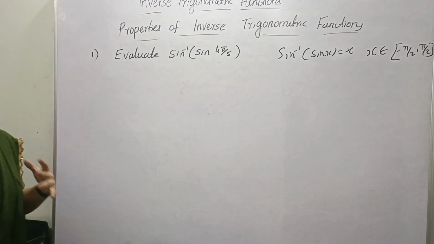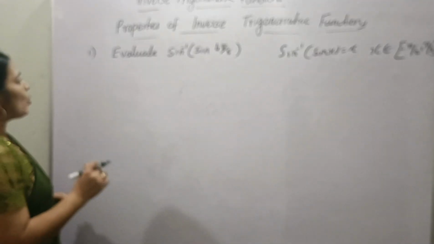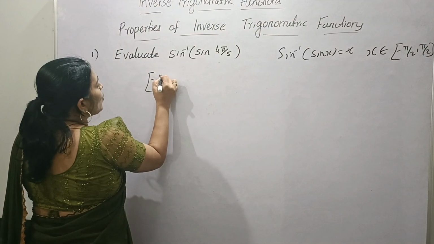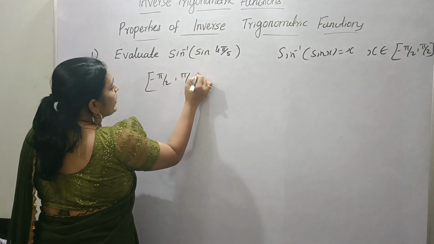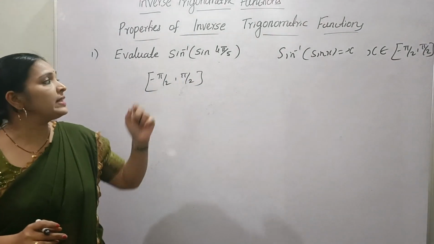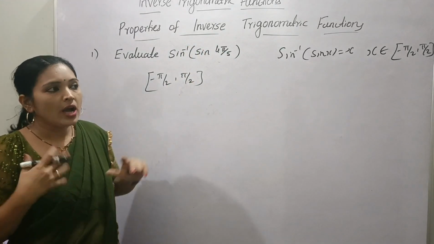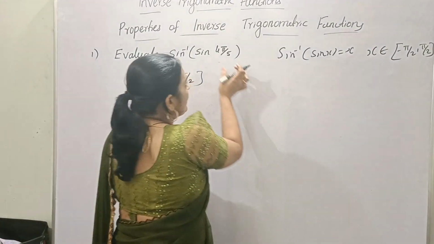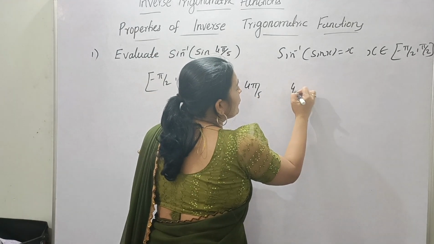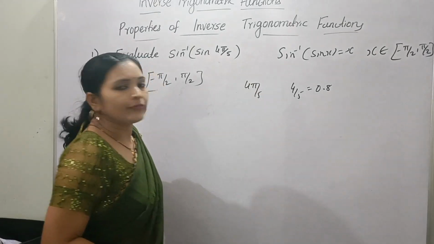So for that, first of all, let us write the principal value branch of the sine inverse function. We know that the principal value branch of sine inverse function is the closed interval minus pi by 2 to pi by 2. So next thing we have to do is check whether 4 pi by 5 belongs to this interval or not. See, how to check it? See here, we know that 4 pi by 5, right? 4 by 5 is nothing but 0.8.